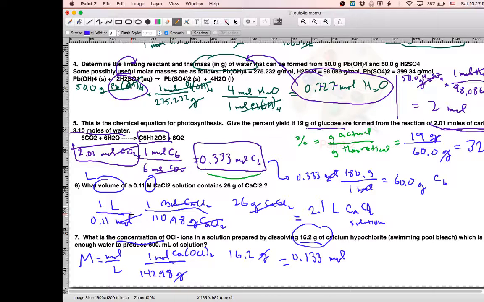So remember that molarity is moles per liter. This means I have the moles, I must now divide it by liters. They're giving me 600 milliliters, so I need to figure out how many liters that is. I've lost the pen. Here it is. So, I've got 600 milliliters. That happens to be 0.600 liters.